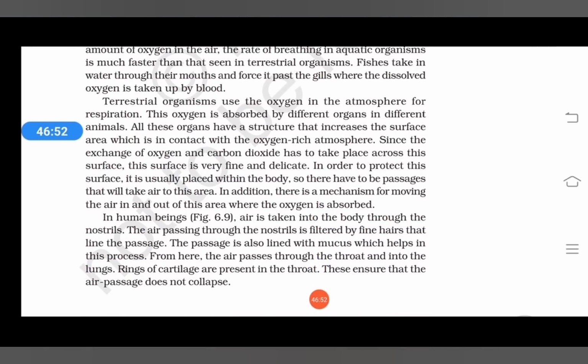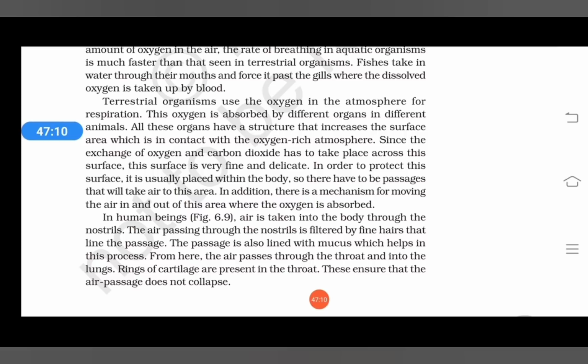Terrestrial organisms use the oxygen in the atmosphere for respiration. This oxygen is absorbed by different organs in different animals. All these organs have a structure that increases the surface area in contact with the oxygen-rich atmosphere.